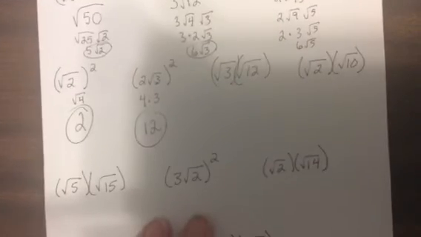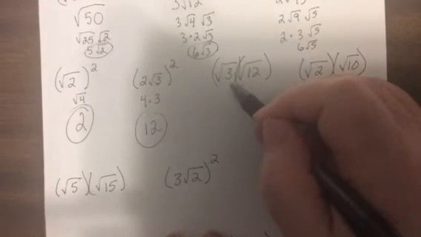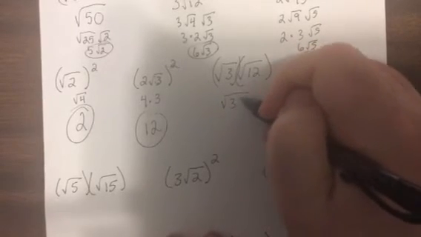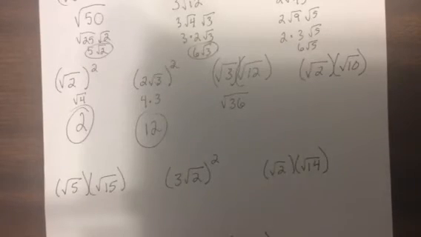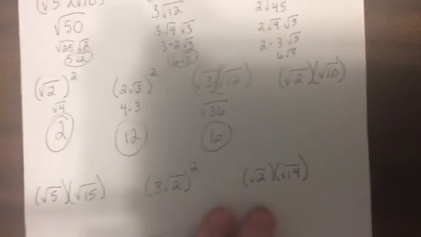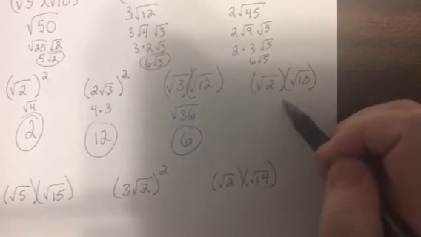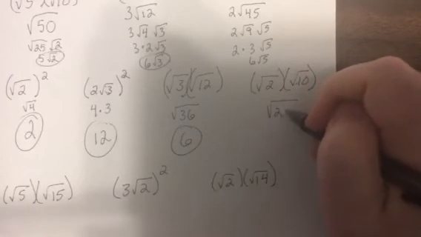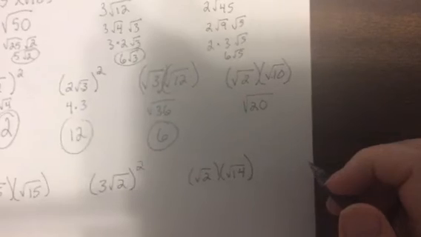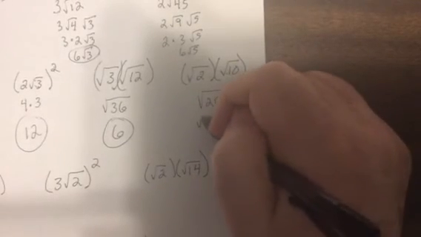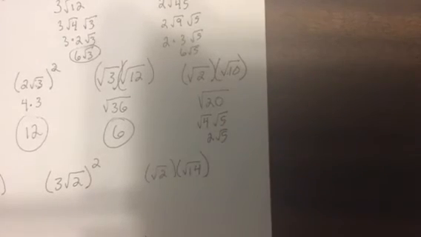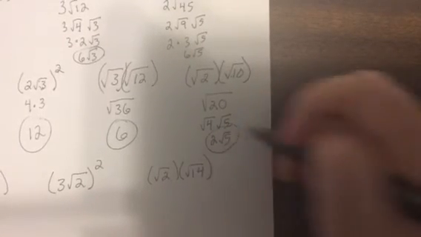So try this one on your own right now. Do it. Okay, so you'd say 3 times 12 is 36. Hey, I know my squares. That is a perfect square. Square root of 36 is 6. Okay, try this one right now. So you'd say, okay, square root of 2 times 10 is 20. And what perfect square goes into 20? Well, that would be 4 and 5. So that'd be 2 square root of 5.